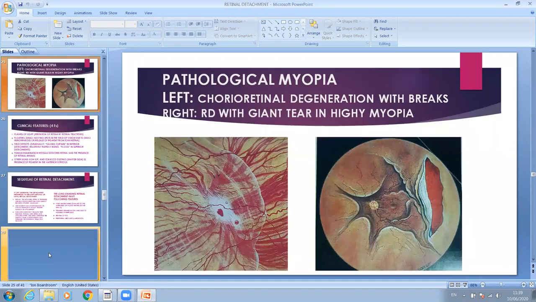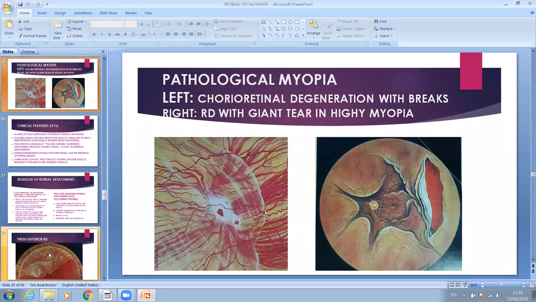Aphakia and pseudophakia are again very common. These are the features of pathological myopia. In the left picture there is a hole, and a degeneration with holes, and this will give rise to detachment. And this is again a very complicated case: the whole retina is detached, with a very large dialysis and a hole in the temporal part of the retina, giving rise to total detachment.